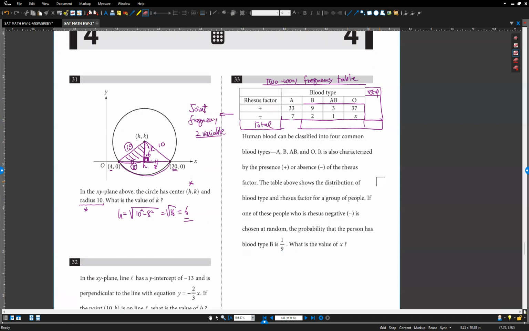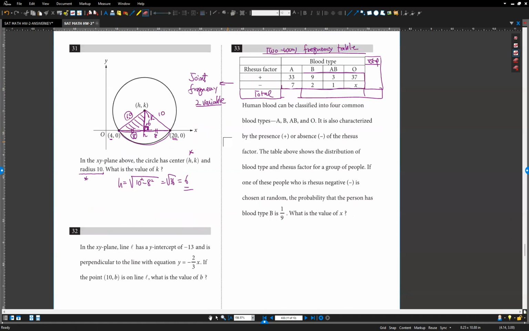But let's see the question over here. Human blood can be classified into four types. Yeah, that is true: A, B, and O. Each of A has two different types. The other one is Rh plus, Rh minus. Type B is also Rh plus, Rh minus. I don't know the exact meaning, but we have it, right? Every blood type has two different Rh factors.